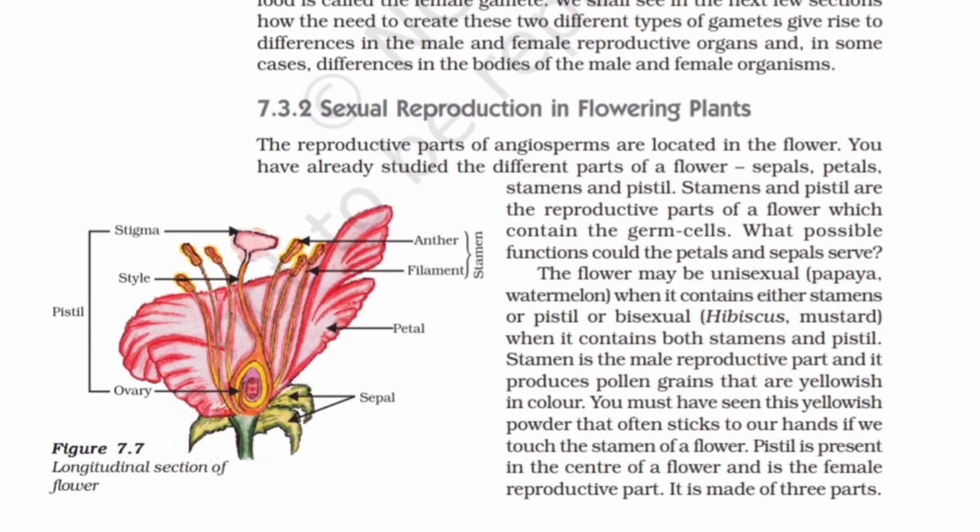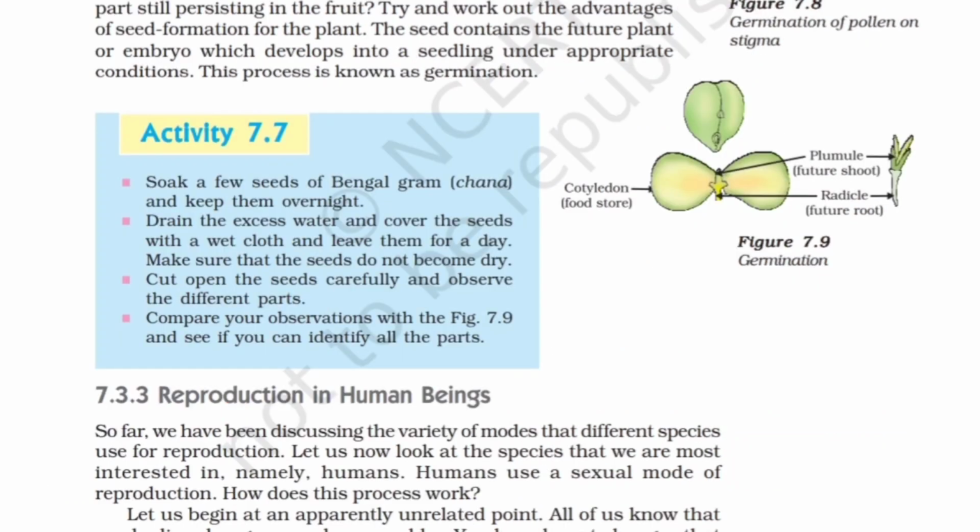Stamen is the male reproductive part and it produces pollen grains that are yellowish in color. You must have seen this yellowish powder that often sticks to our hands if we touch the stamen of a flower. Pistil is present in the center of a flower and is the female reproductive part. It is made of three parts. The swollen bottom part is the ovary, the middle elongated part is the style, and the terminal part, which may be sticky, is the stigma. The ovary contains ovules and each ovule has an egg cell.